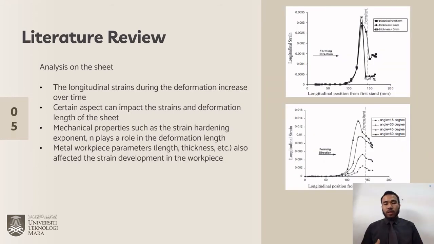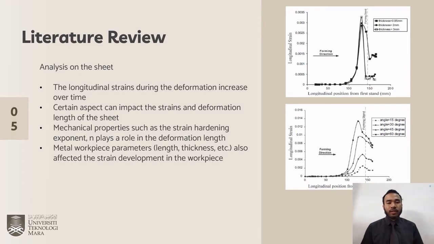The study on the sheet is one of the main literature in studying the roll forming process. It is stated that the longitudinal strains during the deformation will increase over time, even after the sheet has passed the roll axis. The longitudinal strain development can be affected by several parameters. The graphs on the right show the effect of different parameters on the longitudinal strain development. The first graph shows that an increase in the thickness of the sheet will increase the longitudinal strain, while the other one shows that increasing the deformation angle of the sheet will increase the longitudinal strain.